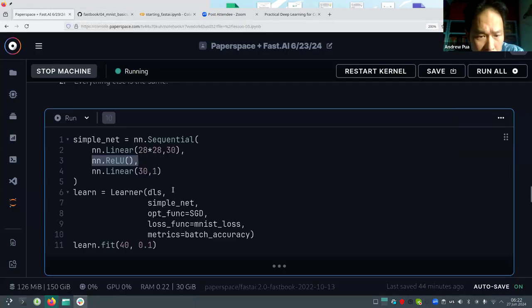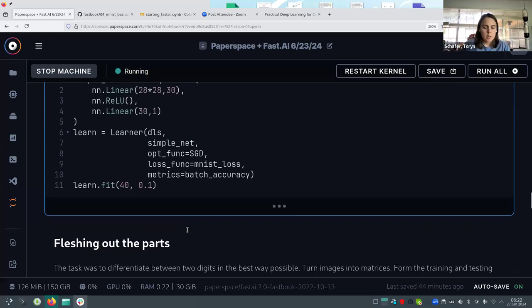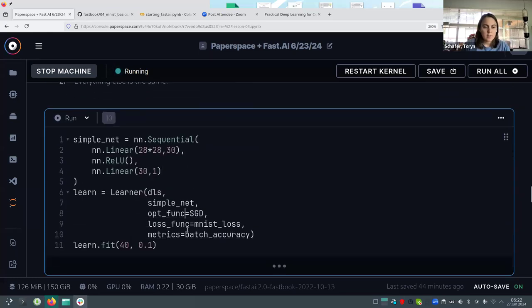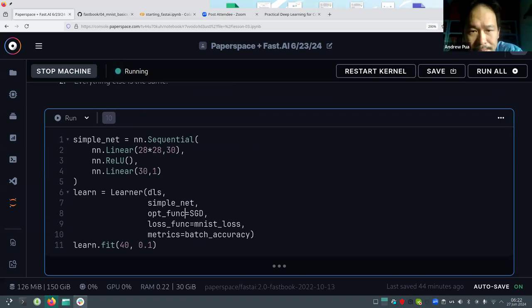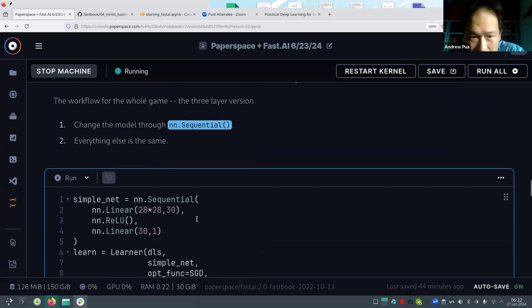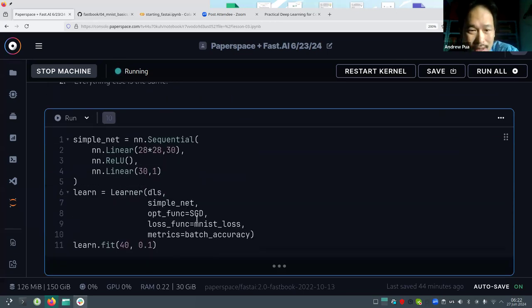So I think the key thing is the activation doesn't have anything learned in it. It's just a deterministic transformation. So that's essentially the whole game, so to speak. And things are working very well in this.